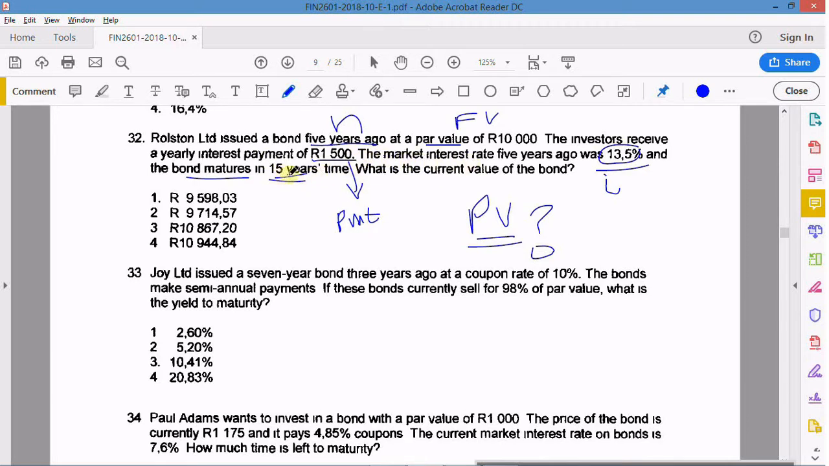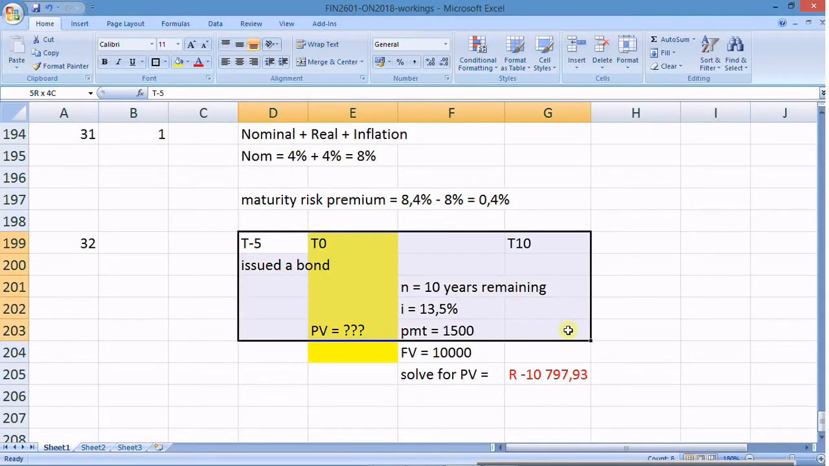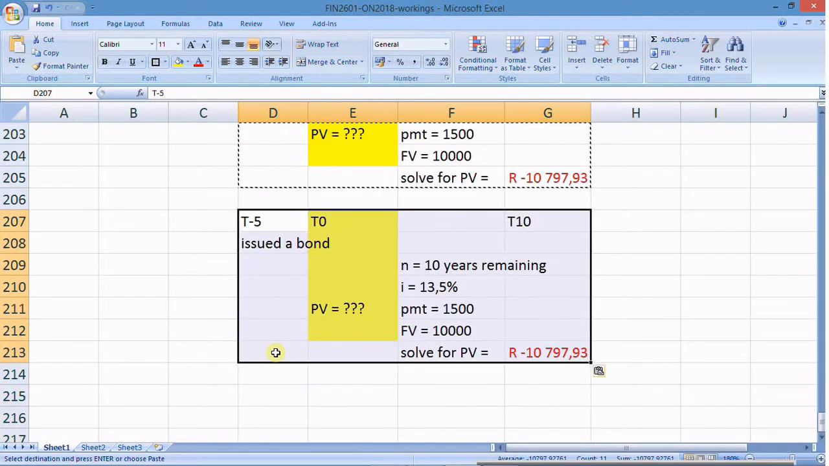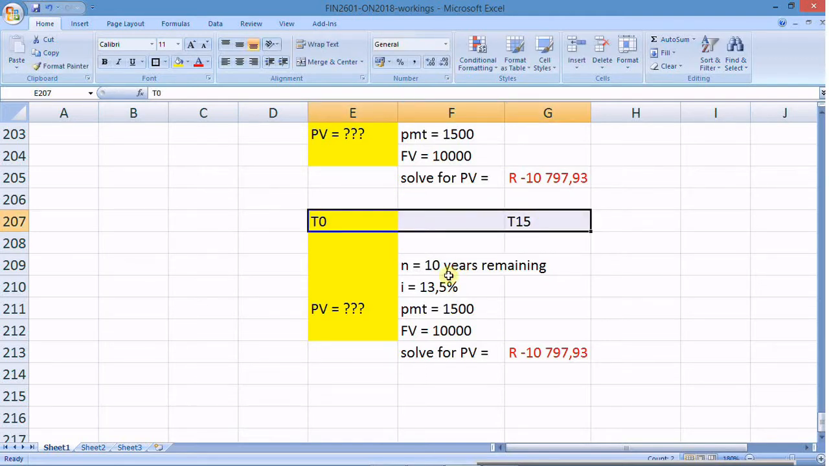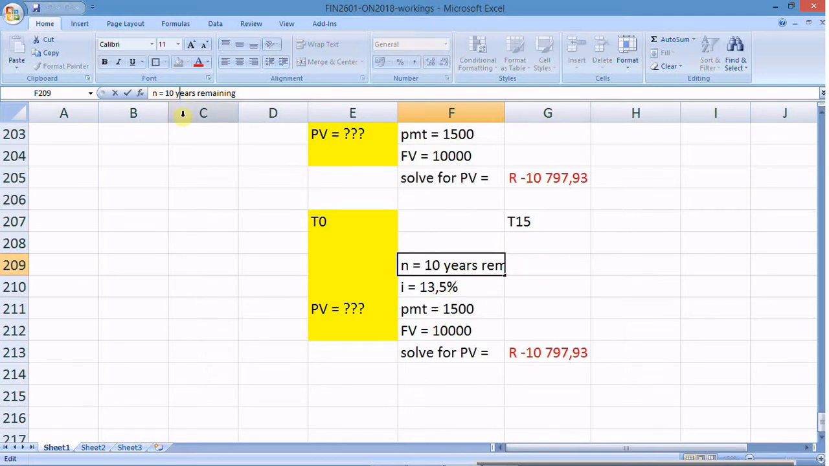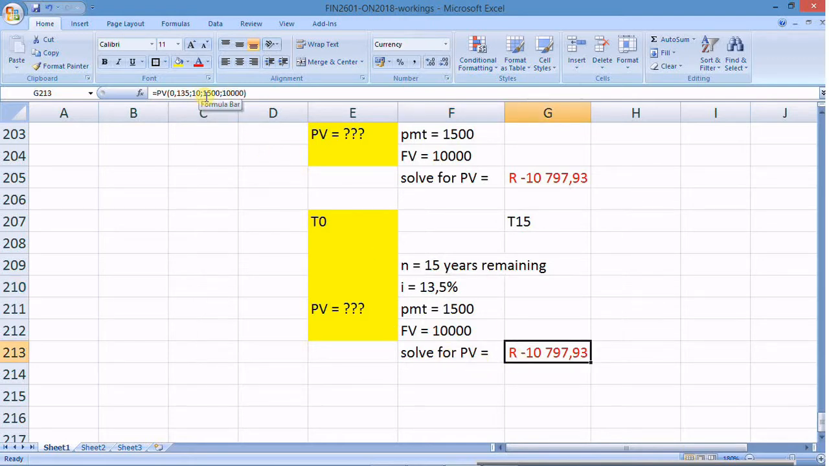The bond matures in 15 years' time. Let me ask for your interpretation. Matures in 15 years' time: was that when we bought it or from now? It could be from now. All right, let's try. So this is what we did initially and we didn't get an answer. Let's assume it's from now. So we issue the bond and it's 15 years from now. The only thing we need to change is this. Sometimes the wording's not so great, but let's check if we get an answer that's there. Let's make it 15.